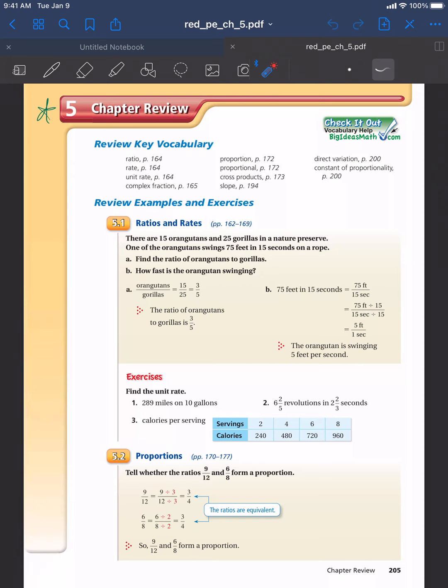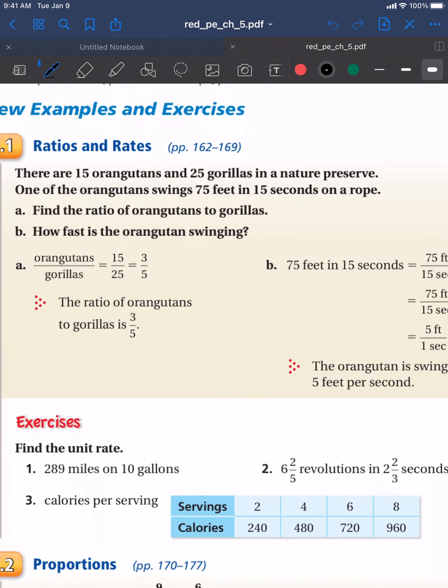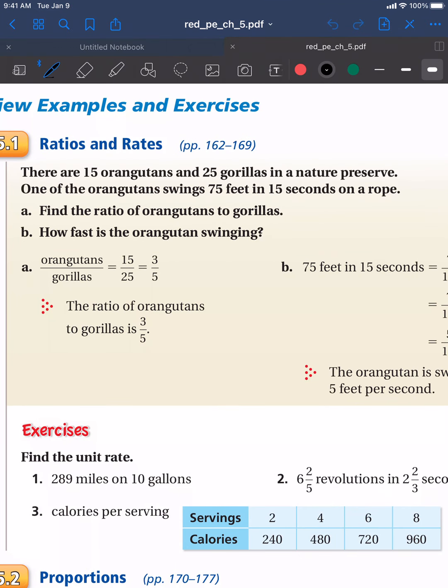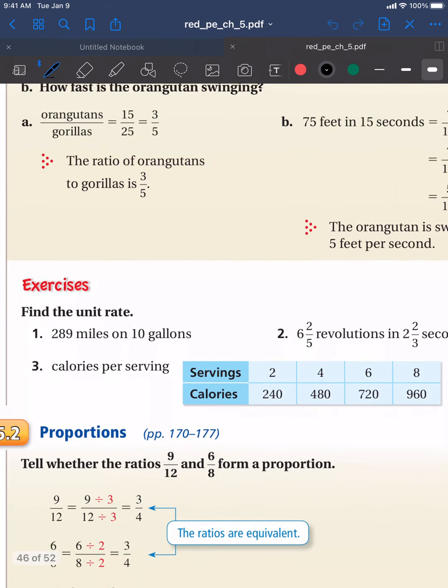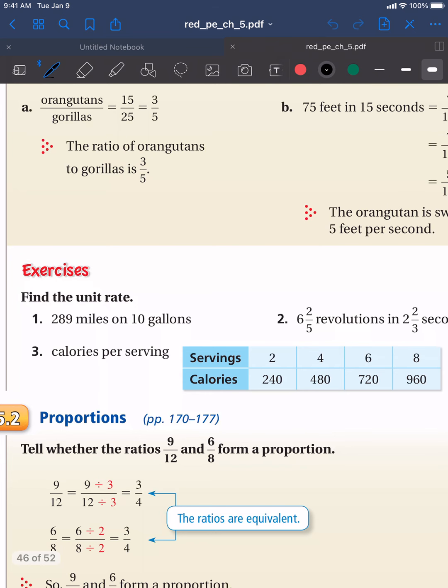Any questions? The only job you have today is to take really good notes. That's it. Okay, let's get started. So at the top of your page, write Chapter 5 Review. After you have written Chapter 5 Review, I want you to write 5.1, Ratios and Rates. We're going to go over this example first. I do not need you to write down the examples while we go through them, but when we do the exercises, then I want you to write them down, okay?